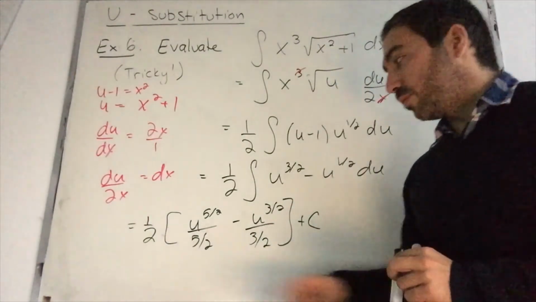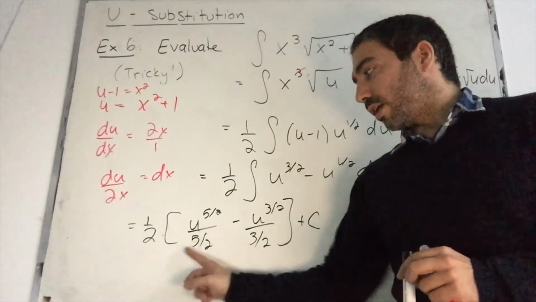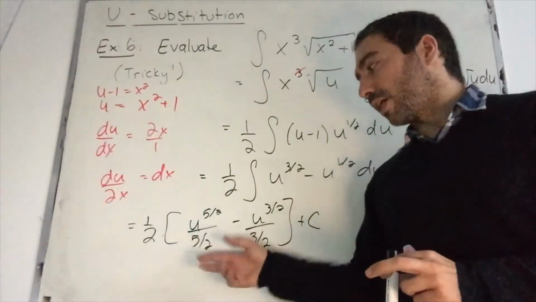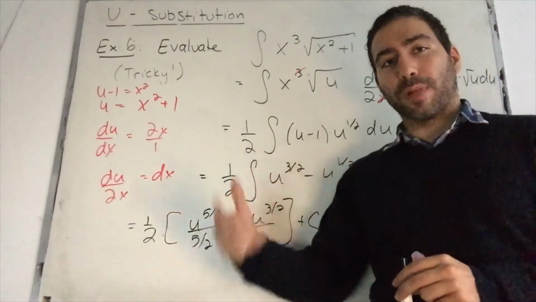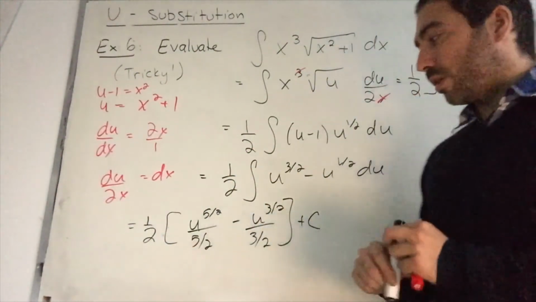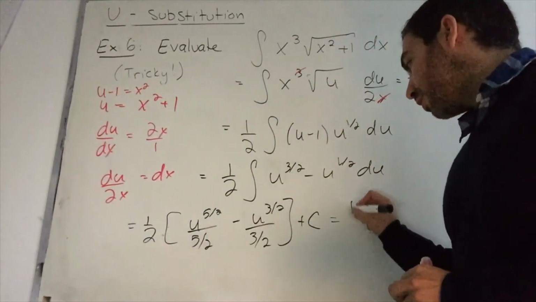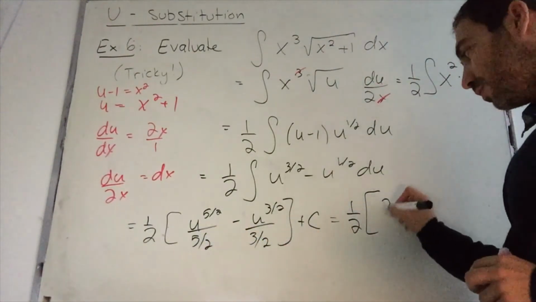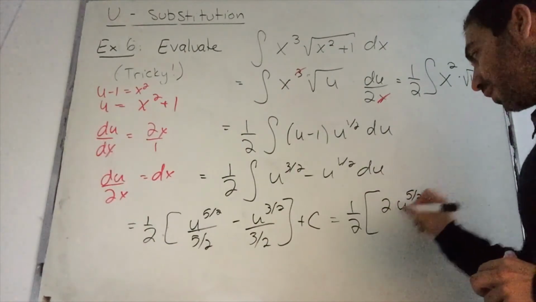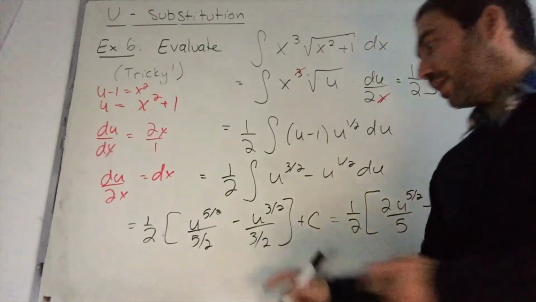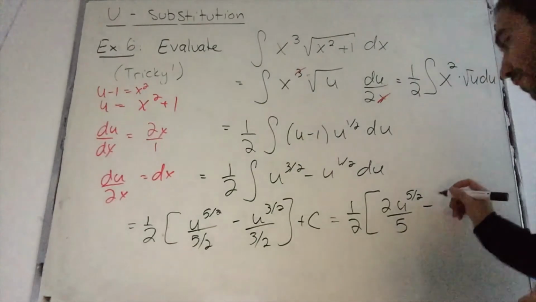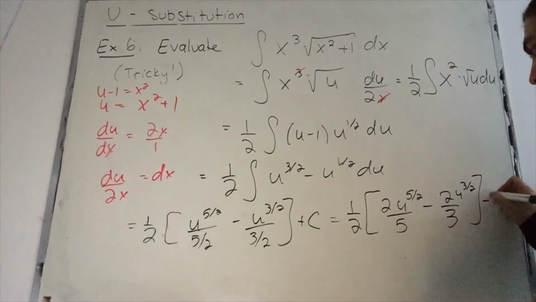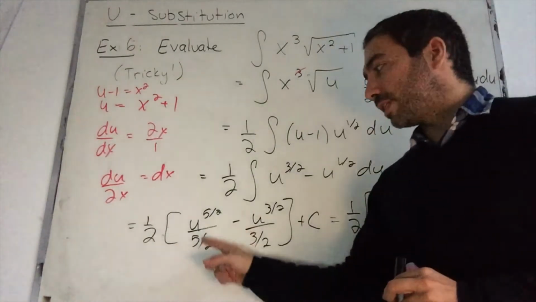So a couple of things we have to do. We have to simplify. We're dividing by a fraction here. So since you're dividing by 5/2, that's the same as multiplying by 2/5. We multiply by the reciprocal. Okay, so we're essentially dividing fractions. So we have the 1/2 in the front. This we could rewrite as 2u to the 5/2 over 5 minus, and again here, we could flip the 3/2 to 2/3, u to the 3/2 plus c, okay?